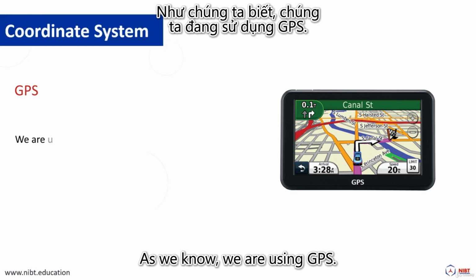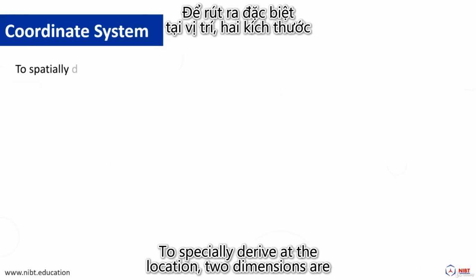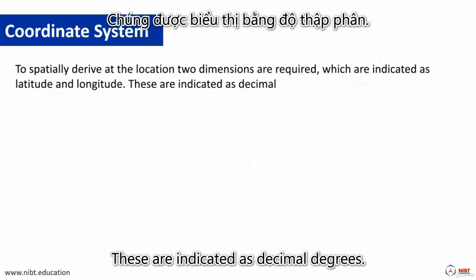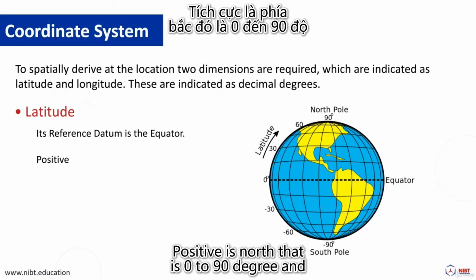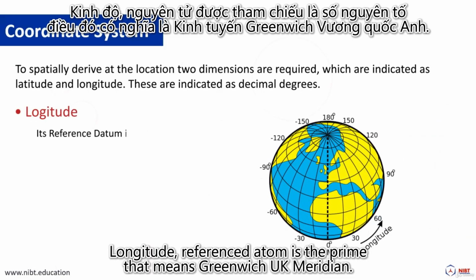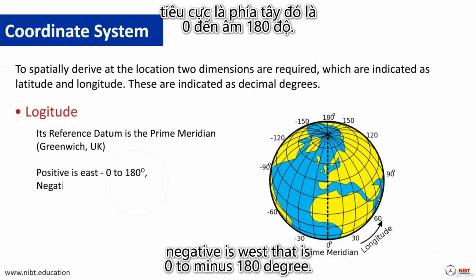As we know, we are using GPS. That means it involves coordinate systems. To spatially derive a location, two dimensions are required, which are indicated as latitude and longitude. These are indicated as decimal degrees. Let us say latitude. Its reference datum is the equator. Positive is north, that is 0 to 90 degrees, and negative is south, that is 0 to minus 90 degrees. For longitude, the reference datum is the prime meridian, that means Greenwich, UK. Positive is east, that is 0 to 180 degrees, and negative is west, that is 0 to minus 180 degrees.